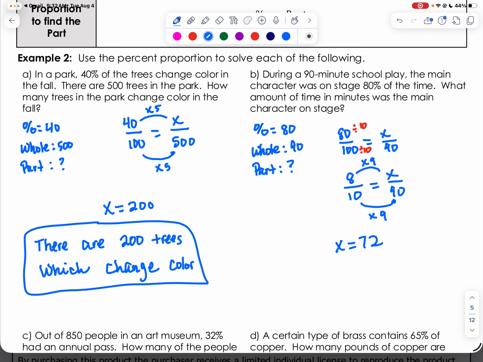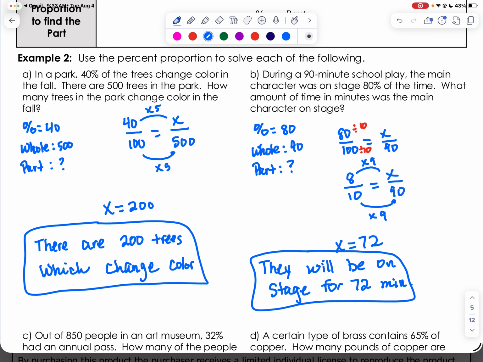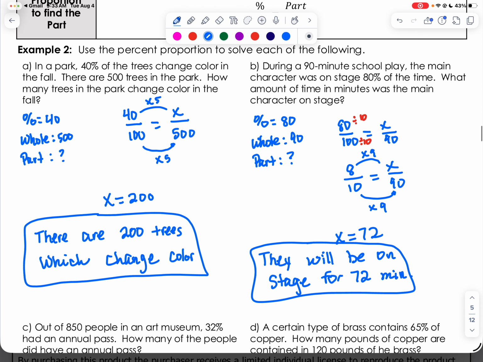So the main character will be on stage for 72 minutes. Sometimes when it's hard to find your scale factor, try to simplify one of your ratios to see if you can find the scale factor more easily.